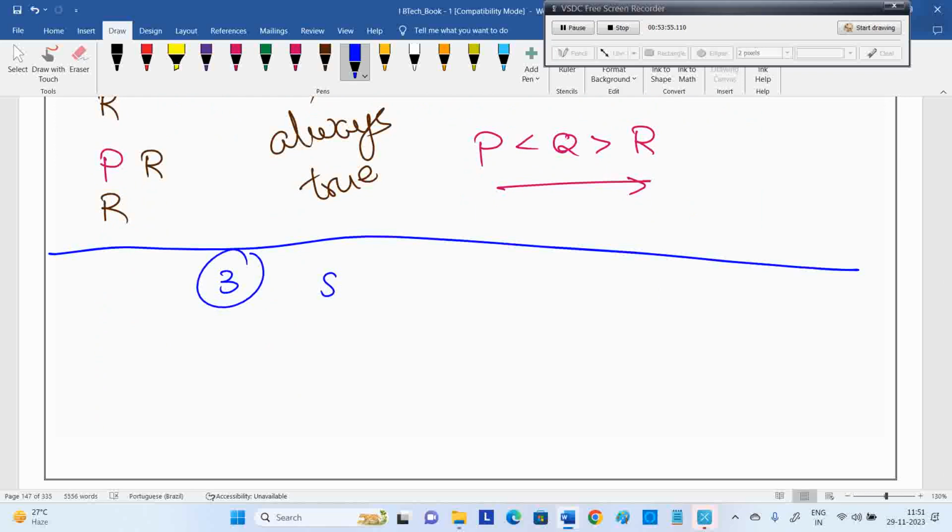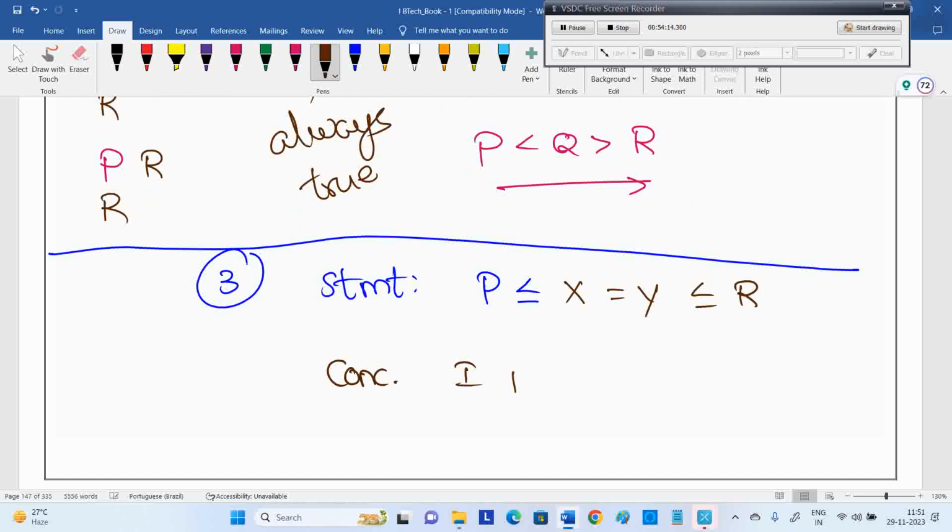Either-or case. So the statement: P is either less than or equal to X, X equal to Y is either less than or equal to R. Now, my conclusion 1, P equal to R. My conclusion 2, P less than R. Conclusion 1, P equal to R. Conclusion 2, P less than R. Right? Okay.